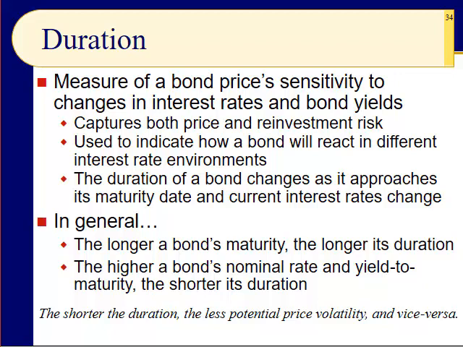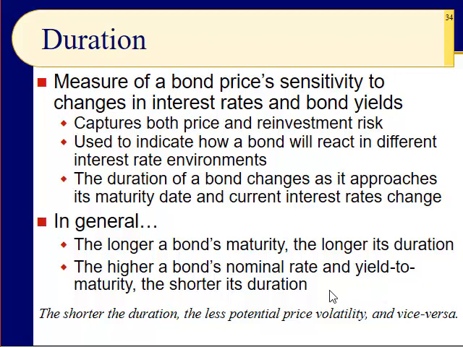The duration is a measure of a bond price's sensitivity to changes in interest rates and bond yields. This captures both the price and the reinvestment risk, and it's used to indicate how a bond will react in different interest rate environments. The duration of the bond changes as it approaches its maturity date, well, hence the term duration, but also as current interest rates change. In general, the longer the bond's maturity, the longer its duration, and the higher a bond's nominal rate and yield to maturity, the shorter the duration.